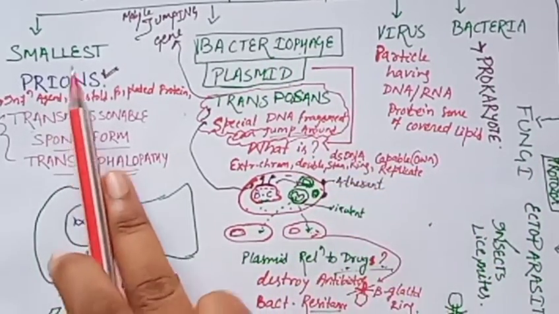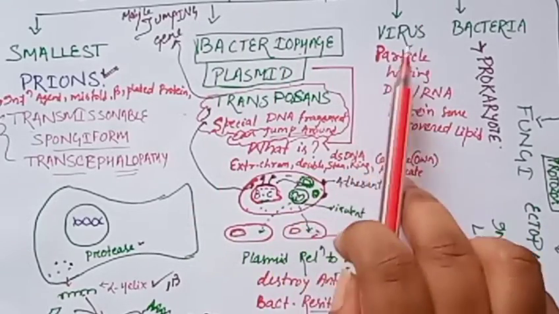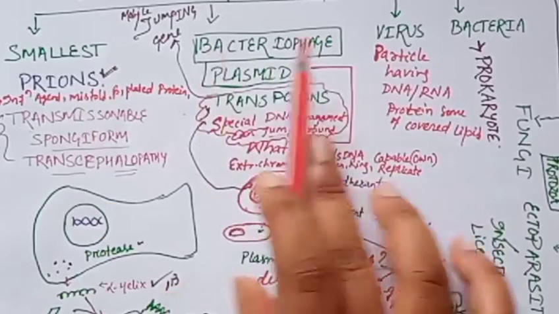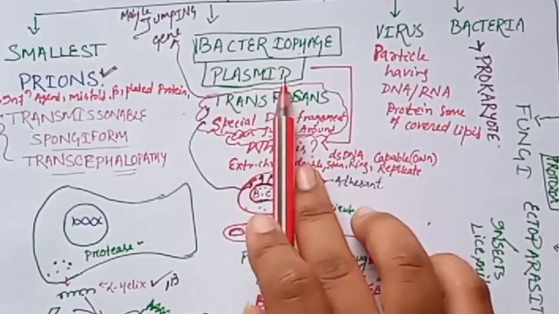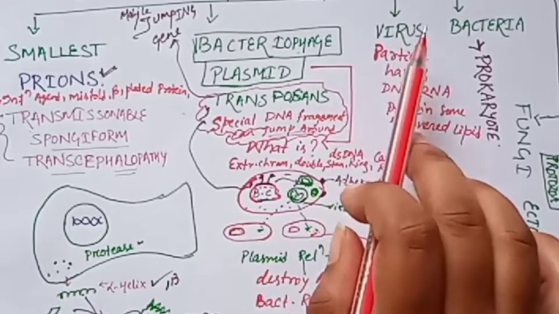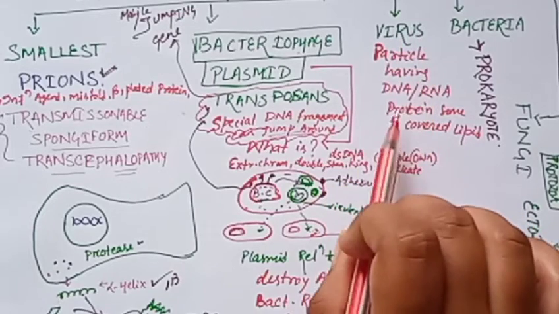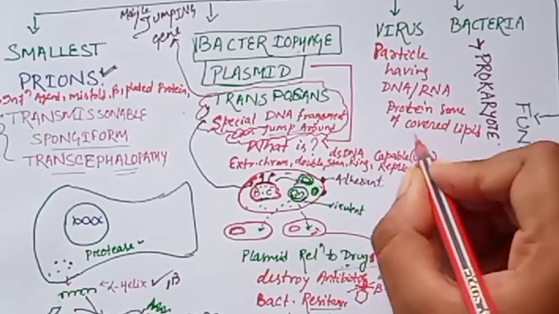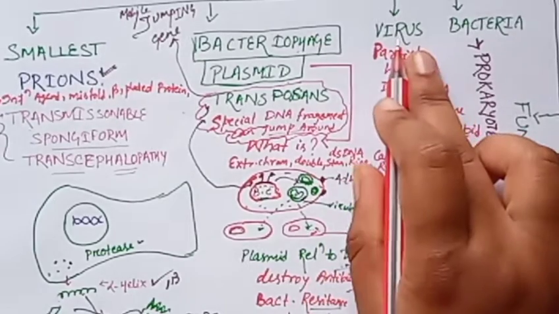These are the smallest, then it is intermediate. Suppose it is the smallest, then it is intermediate, and it is somewhat larger than this substance. So a virus is not an organism. Remember that a virus is a particle having DNA or RNA or protein, and some viruses are covered with lipid. Why is it not an organism?